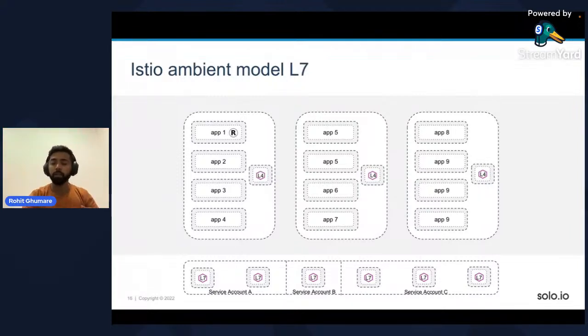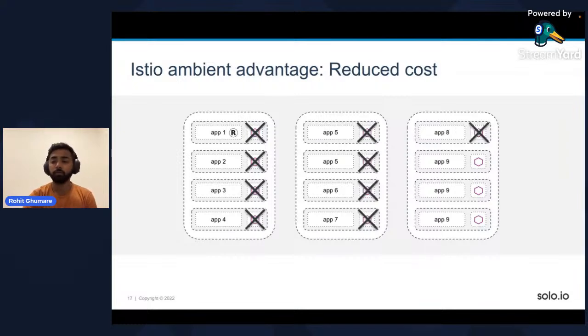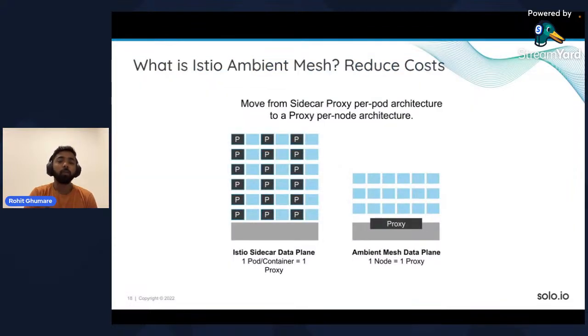So there is L4 and there is L7, but how they talk to each other, we'll discuss now. Ambient's advantage: it reduces the cost by reducing the proxies. But how? It is moving directly from the proxy-per-pod architecture to the proxy-per-node architecture. Previously there was one proxy attached to every pod, but now there is a complete node with various pods, and only one proxy is attached to it.